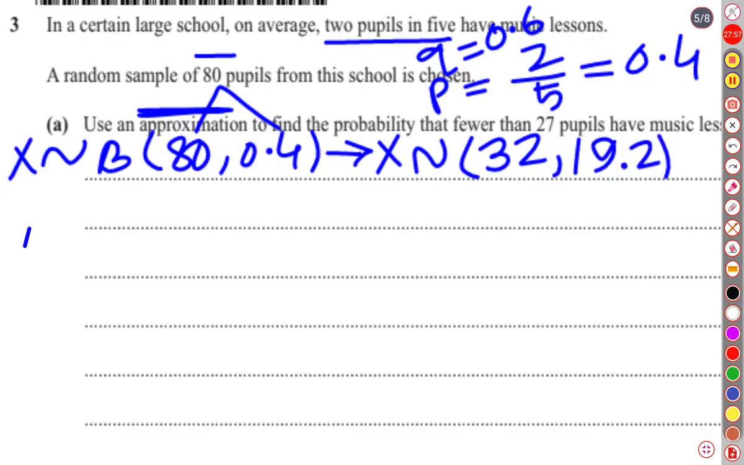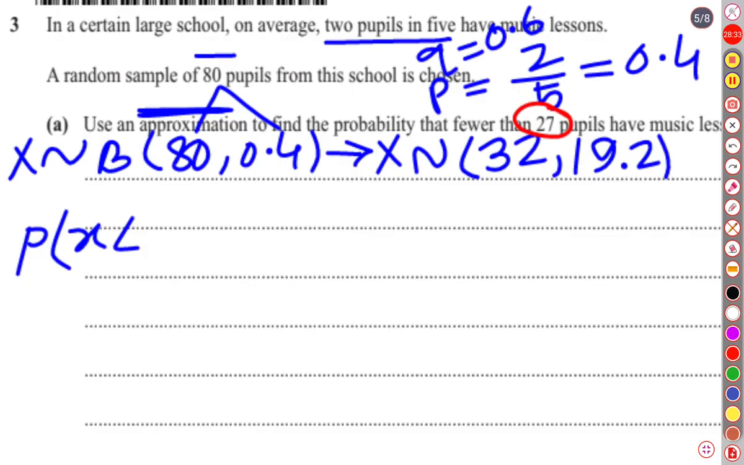Well, then they have told us to find the probability of X less than, look at this, fewer than 27 pupils. So we will write less than 27, but remember we are converting a binomial distribution into a normal distribution. Binomial distribution is always applicable for a discrete random variable, whereas normal distribution is applicable for a continuous random variable.